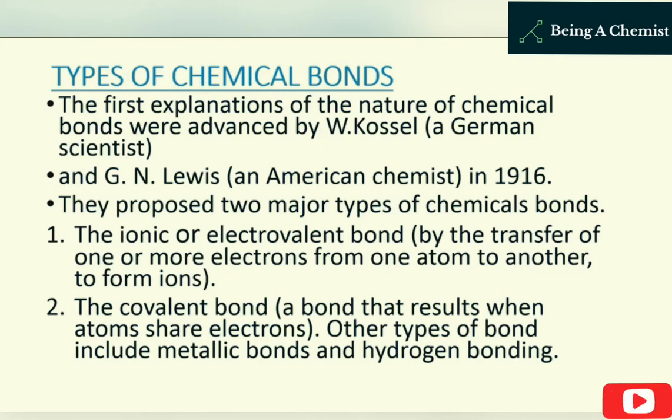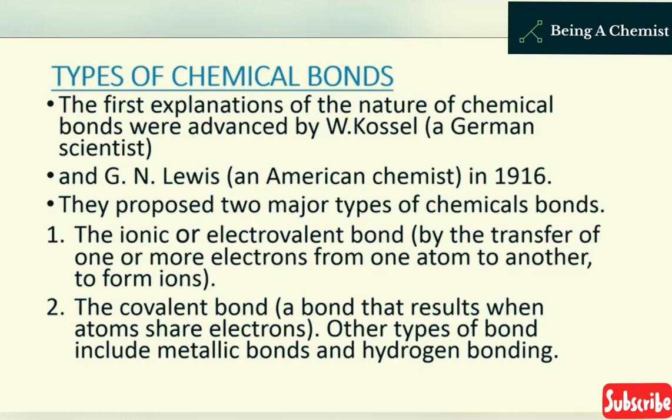It is formed by the transfer of one or more electrons from one atom to another to form ions. If there is a transfer of electrons, either one electron or more electrons, from one atom to another atom, it is known as Ionic Bond or Electrovalent Bond. And what will happen as a result of this transfer of electrons from one atom to another? Ions will be formed. And what is an ion?